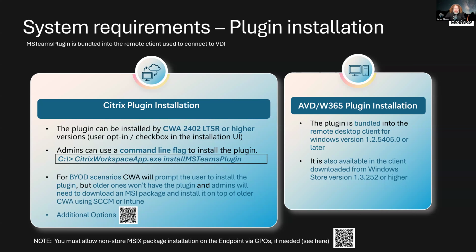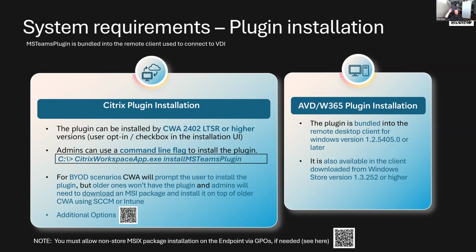All right, that's all I have for now. Thank you. No problem. So for the Citrix plugin, you need CWA 2402 LTS or higher. If you need to do a command line install, there's a command line parameter. There was one CWA version, I can't remember which, that incorporated it to install automatically. I'd have to check the docs, but it's in one of the newer CWA builds.